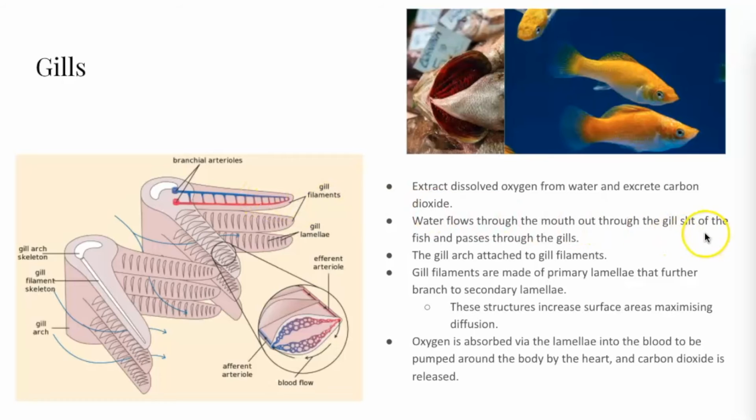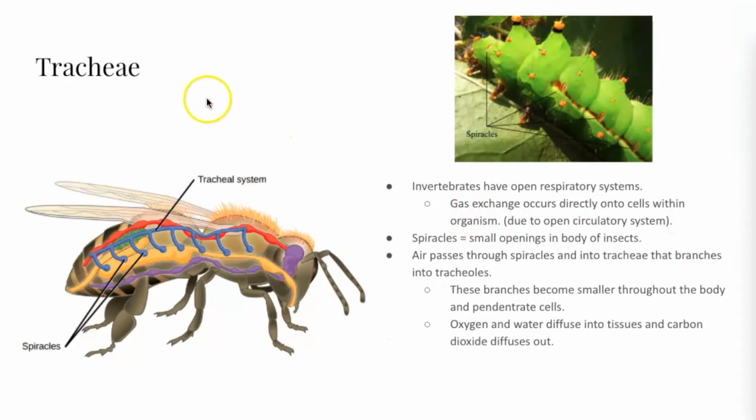Now let's have a look at insects. Insects have an open respiratory system, so fundamentally different to that of fish and mammals, where it connects to a circulatory system. Their gas exchange actually occurs directly to cells and tissues within the organism, and this links to the open circulatory system, which we're going to come back to in inquiry question 3.